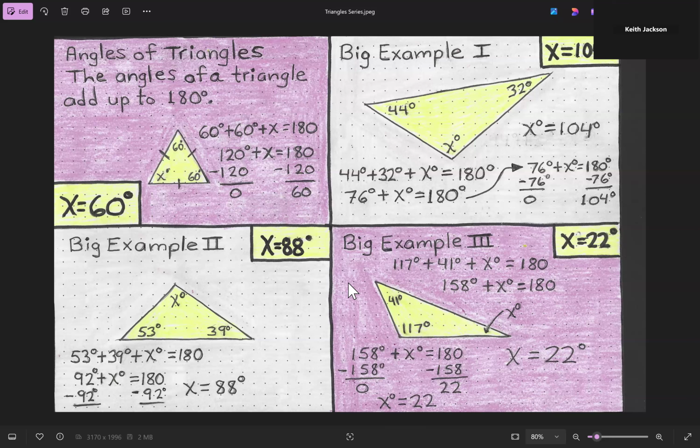Okay, you have been given quite a bit of information. I wouldn't blame you if you need to pause the video to take a look at these examples, or replay this video as many times as you need to gain a deeper understanding of how to find the value of the unknown angle within a triangle.